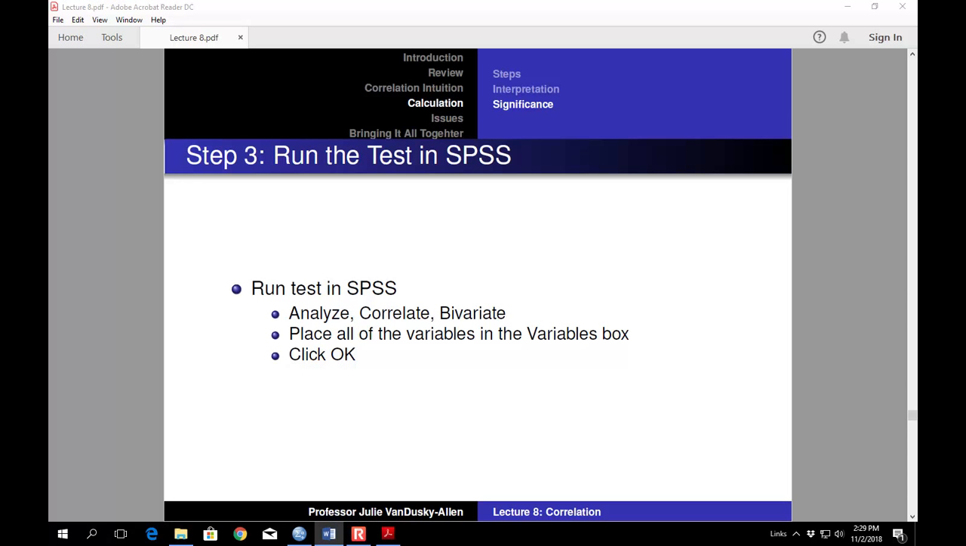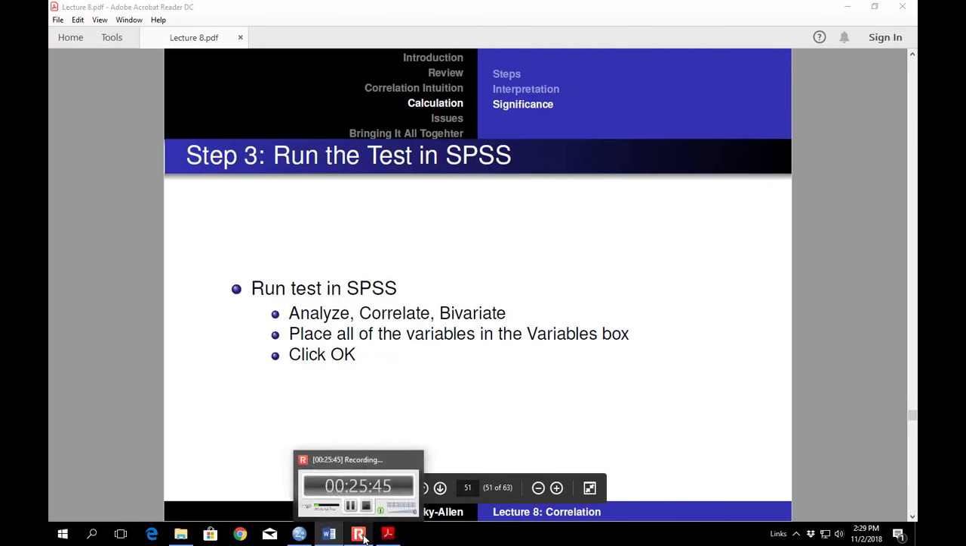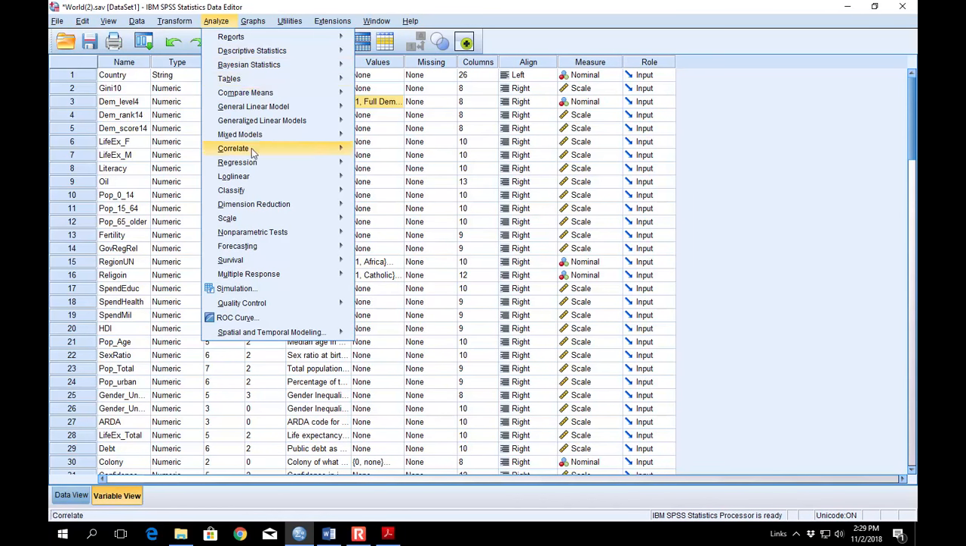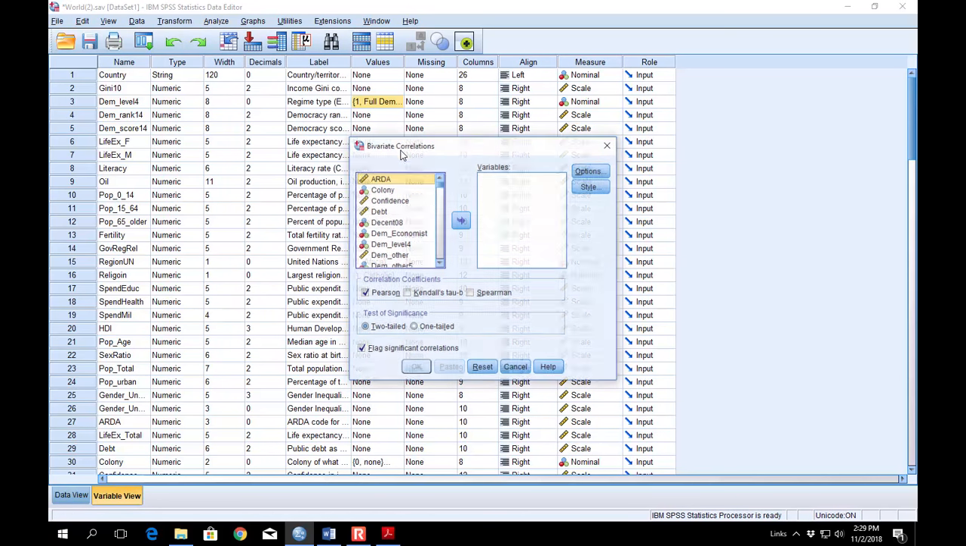Step 3 is running the test in SPSS. To run the test in SPSS, you click Analyze, Correlate, Bivariate. You place all the variables in the variables box, then you click OK. So here's SPSS. Click Analyze, Correlate, Bivariate. I place the two variables in my analysis, reg type and GDP per cap 08, in the variables box. Then I click OK. And here's my output.